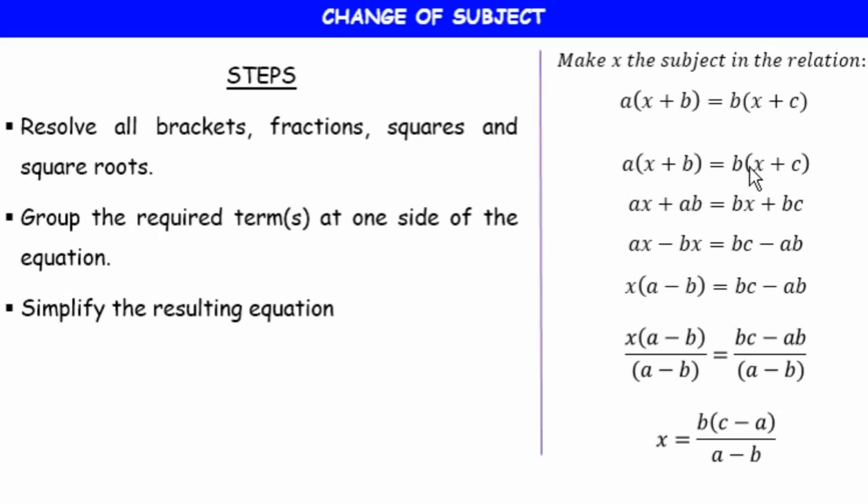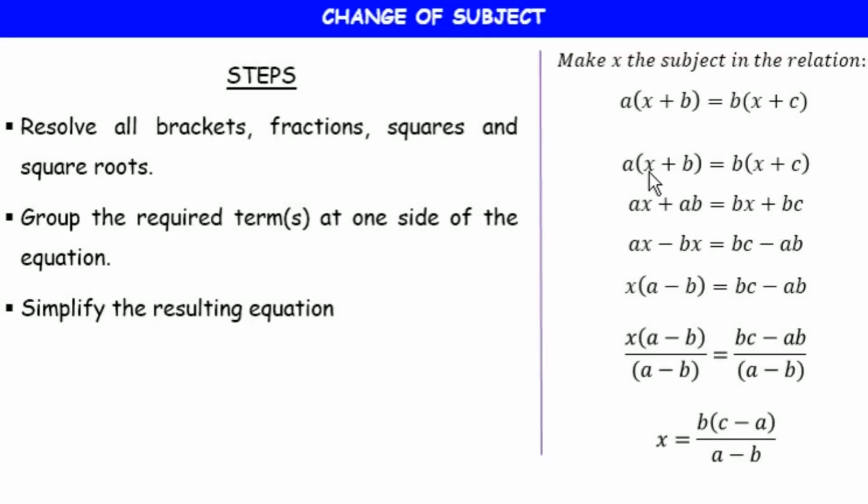When we come here, we apply the same concept. So b will multiply x, and at the same time multiply c. So we are going to have bx plus bc. That is the first thing. Once you encounter any bracket, the first thing you have to do is to expand that bracket.